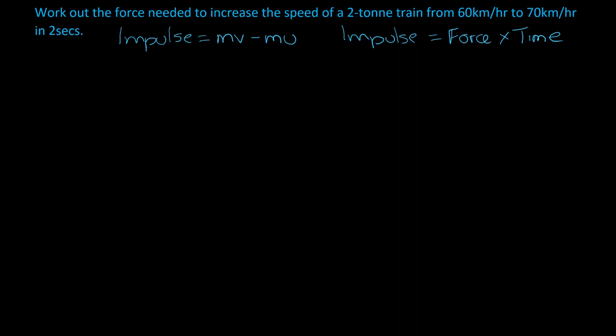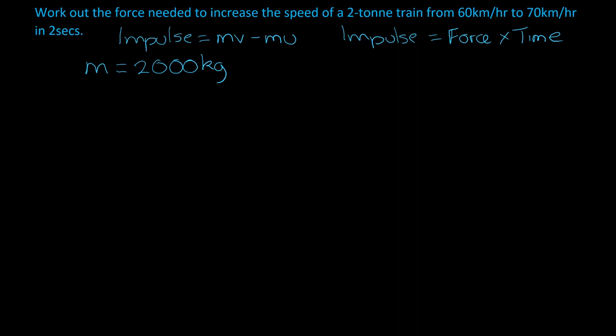Work out the force needed to increase the speed of a 2-ton train from 60 kilometers per hour to 70 kilometers per hour in 2 seconds. For this question, we're going to need both impulse formulas. The impulse formula, which is the change in momentum, and the other one, which is force times time. Before we can use either of these formulas, we need to do some conversions. First of all, we need to change 2 tons into kilograms. There's 1,000 kilograms in every ton, so that's 2,000.